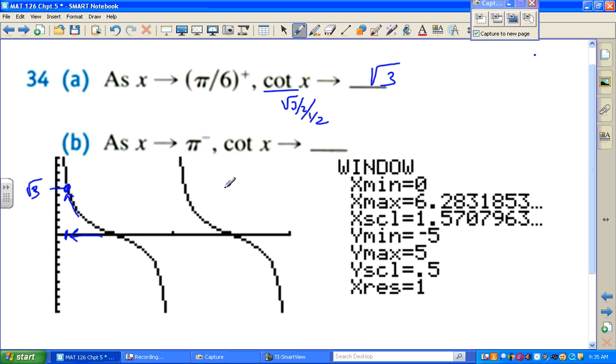I didn't. I used the unit circle. So this is one where we couldn't use it. Oh, here's pi, isn't it?